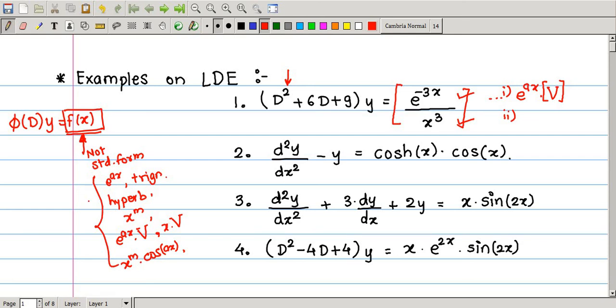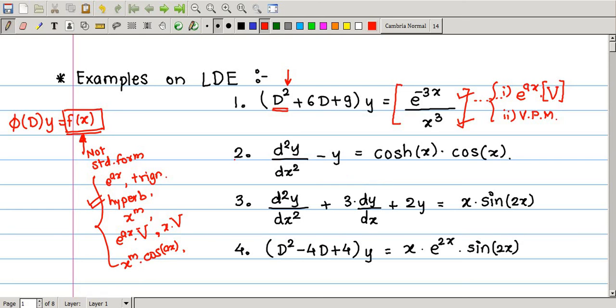If your f of x is one of this, then we apply shortcut method formula, and if it is not in standard form, then we have two options. First one, whether to apply general method or variation of parameters method. Variation of parameters method is applicable if and only if degree of auxiliary equation is 2. So we have second option, apply variation of parameters method. Now at the time of exam, which method of solving will be beneficial, which will use less amount of time to solve that problem, we have to opt.